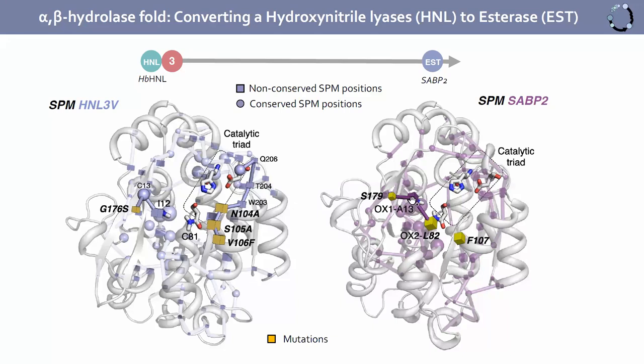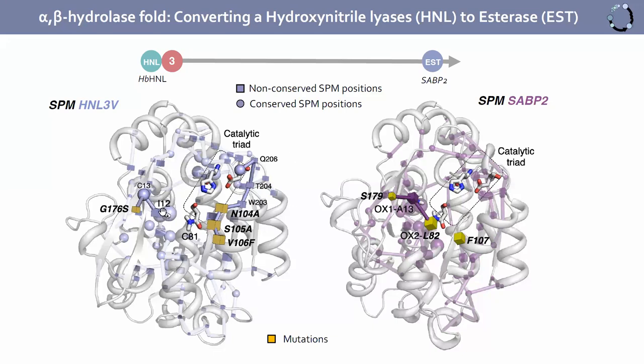And you can see that in the case of SAPP2, the esterase, there is a direct connection between these two. So the conformation of this oxyanion, of this alanine, is connected to this leucine. And also there is a connection with this serine 179. And if you check that in the HNL3B, well, this is missing.